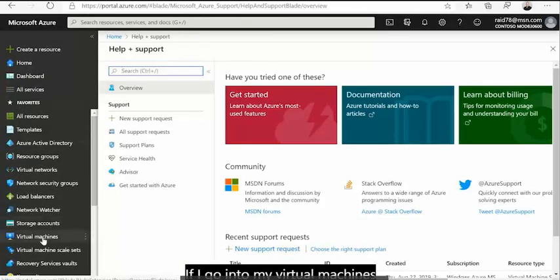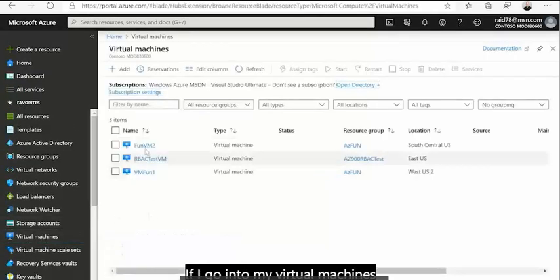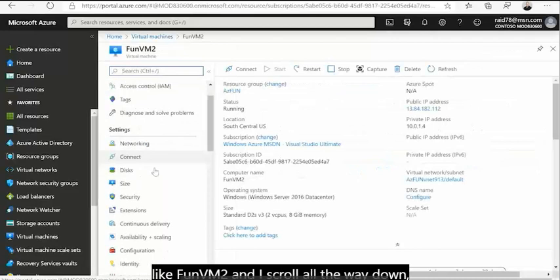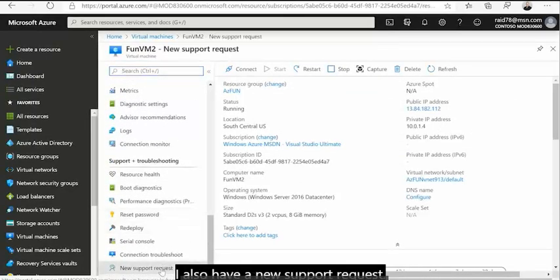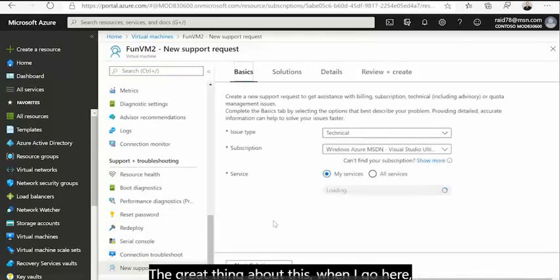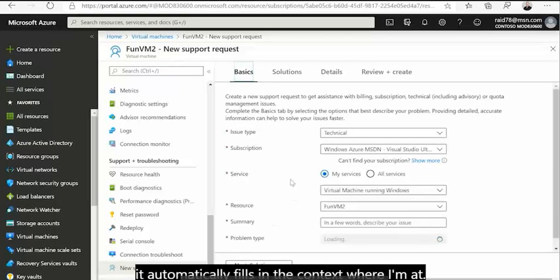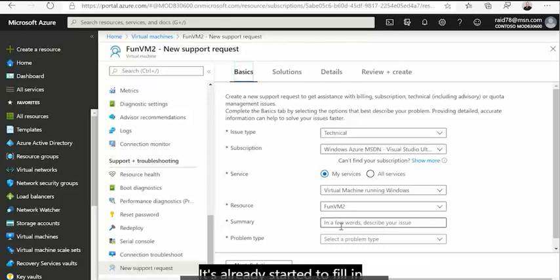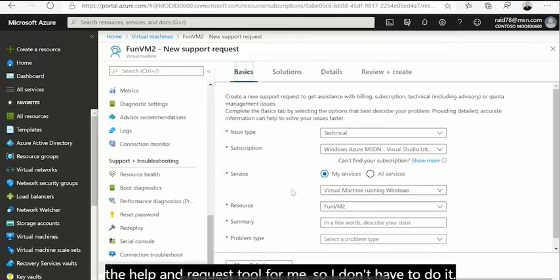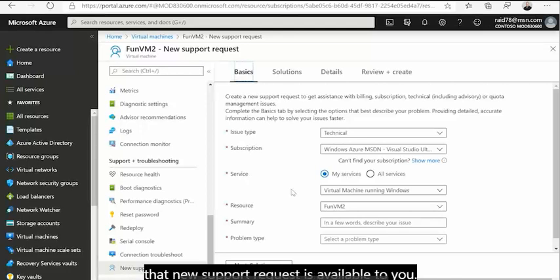If I go into my virtual machines, and I go into one of my virtual machines, like FunVM2, and I scroll all the way down, I also have a new support request. The great thing about this, when I go here, it automatically fills in the context where I'm at. So it says, hey, you're running a virtual machine running Windows. It's called FunVM2. It's already started to fill in the help and request tool for me. So I don't have to do it. By the way, pretty much everywhere inside of Azure, that new support request is available to you so you can save some time if you know you're having problems with a specific resource.